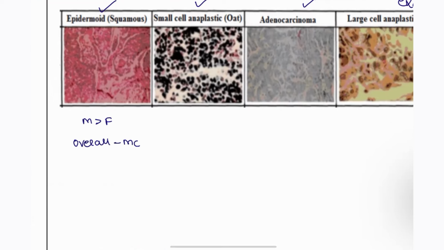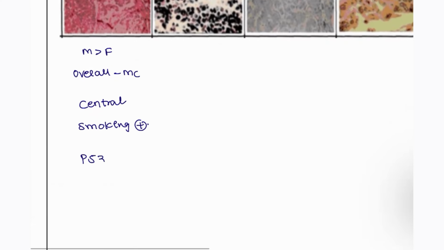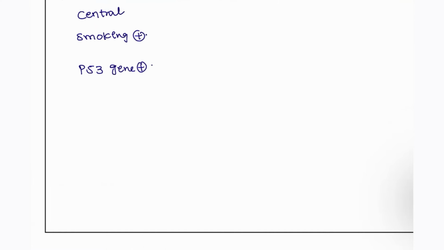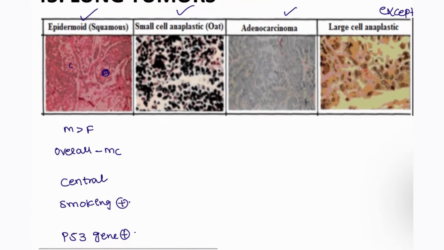It is going to involve the central part of the lungs. Okay, and this is associated with smoking. This is associated with smoking patients and the P53 gene that is mutated. P53 gene is mutated in this patient. For the stains, you are going to use P63, P40 and cytokeratin. And paraneoplastic syndrome, especially increased calcium, hypercalcemia, will be seen. On histopathology, you are going to see keratin pearls. Okay, keratin pearls will be seen like this.